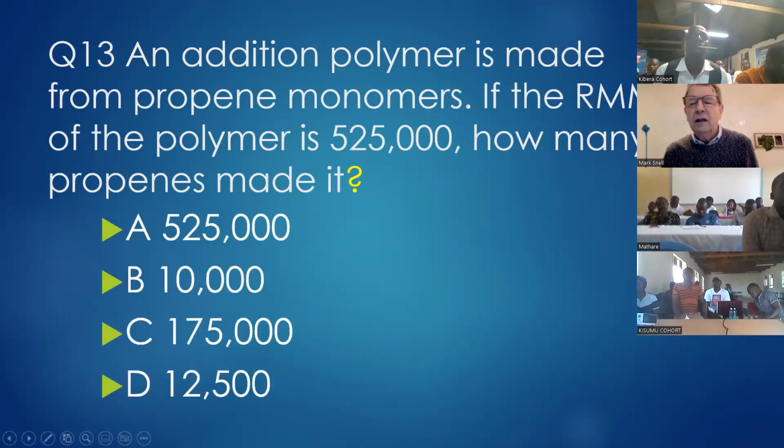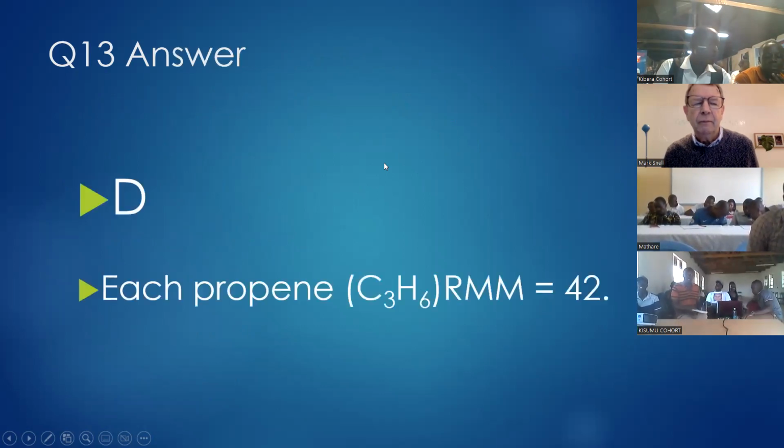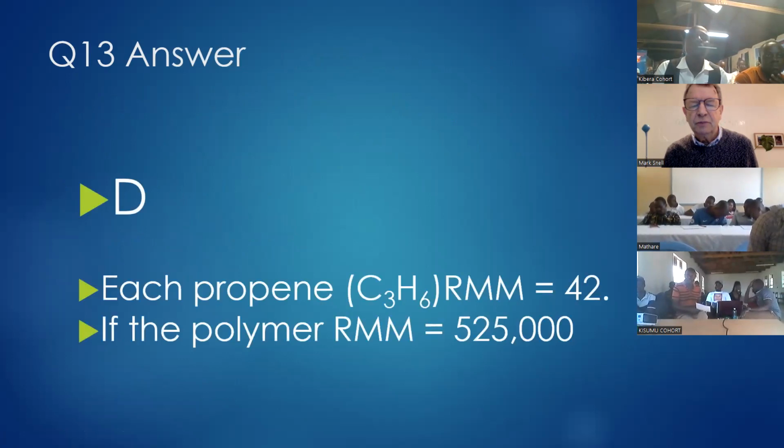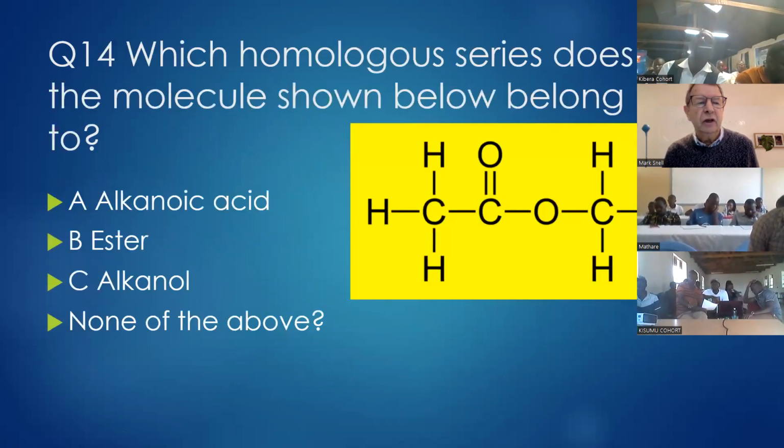Right. If you start with propene, and the RMM of the polymer is 525,000, how do we work out how many propenes made it? Okay, don't worry about actually trying the calculation. It's important that they know how to do this. So it's the RMM of the polymer over the RMM of the monomer. Because propene weighs 42, it's 525,000 divided by 42, which is 12,500. It's a simple calculation, but they need to do it.